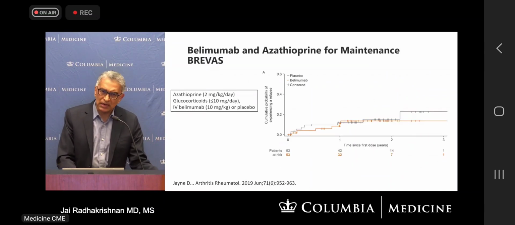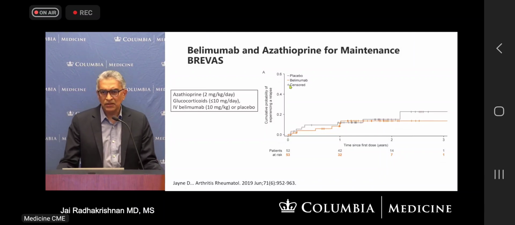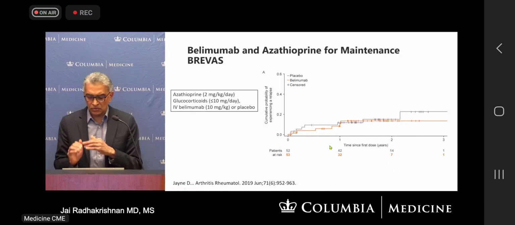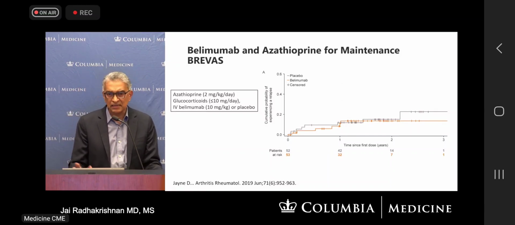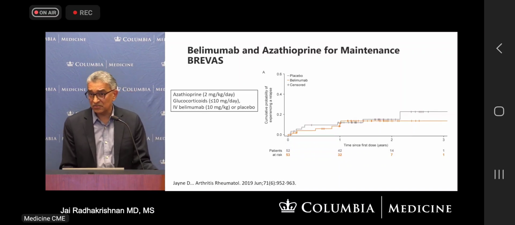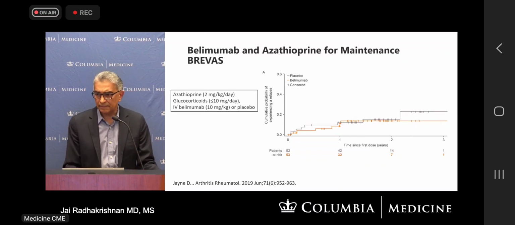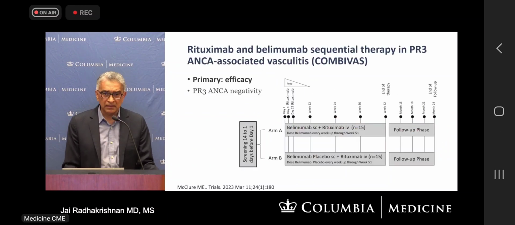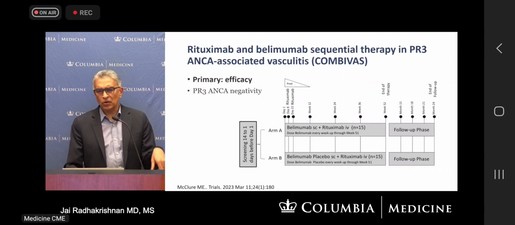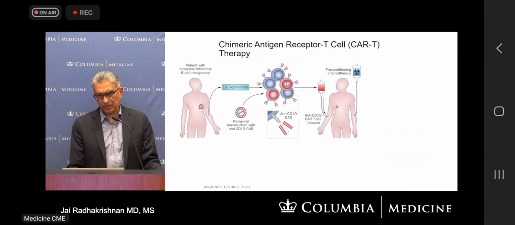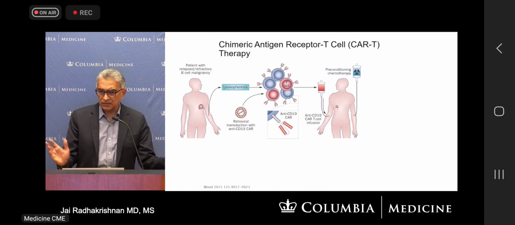So this has been studied in 1 clinical trial, just like in lupus. You add to azathioprine and glucocorticoids IV belimumab, and you look at the probability of relapse. These are patients who are in remission, and you go and see if this reduces the chance of relapse. But unfortunately, there was a significant 20% chance of relapse despite using this therapy. There's another trial called COMBIVANCE that's ongoing, and the results of this will hopefully be out in a year and a half. Then finally, we come to CAR T.